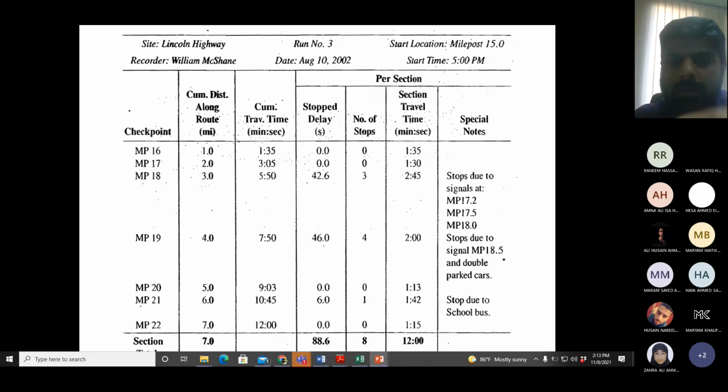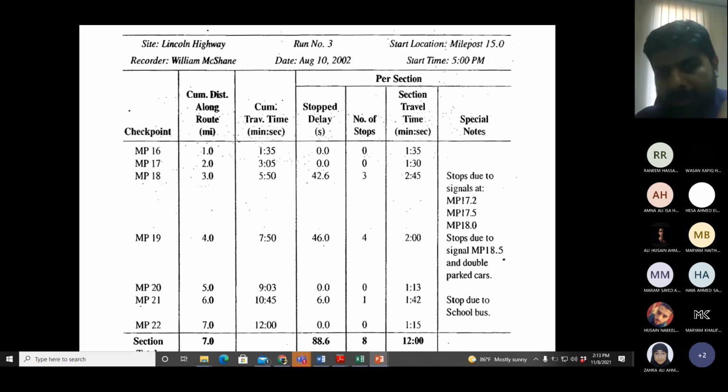So either you subtract the numbers in minutes and seconds. First subtract 1 minute from 3 minutes 5 seconds, and you will get 2 minutes 5 seconds, and then from 2 minutes 5 seconds subtract 35 seconds again. So this is how you do it.